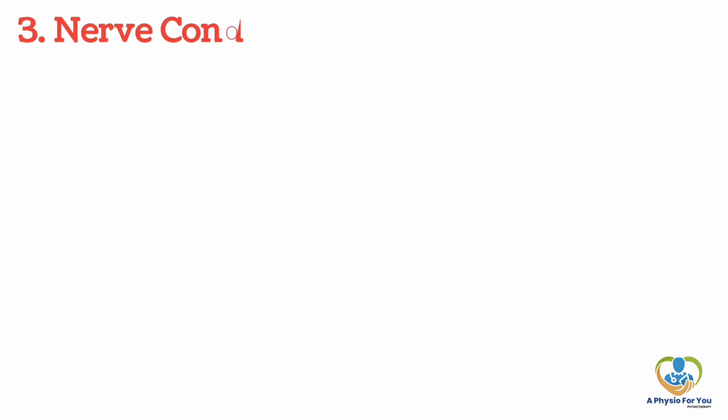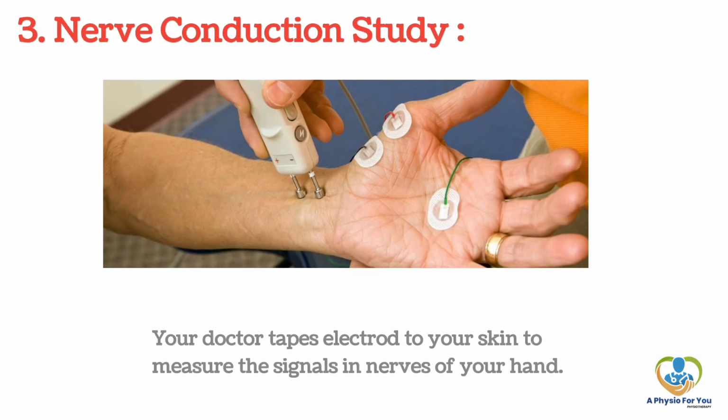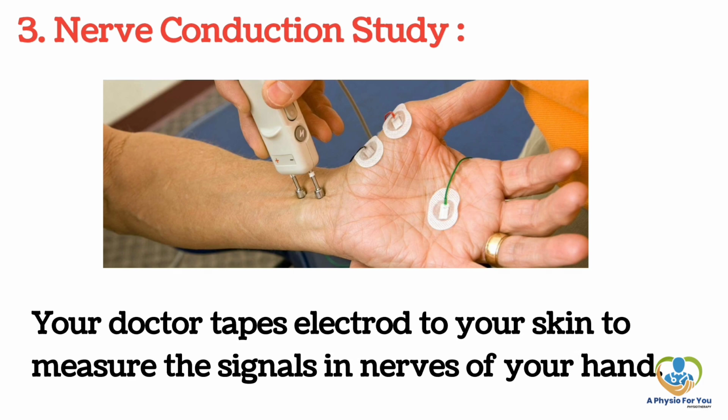Number 3. Nerve conduction study. Your doctor taps an electrode to your skin. It will measure the signal in the nerve of your hand.